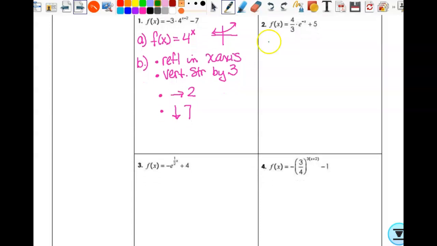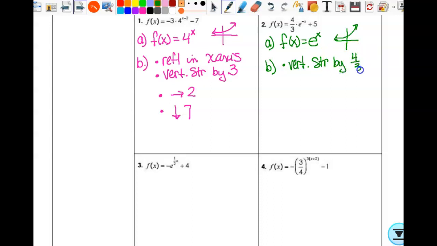All right, so let's look at number 2. What is the base of the exponential here? E. That means my parent function is f of x equals e to the x, and it looks like this before any transformations. Then I start with my transformations. The 4/3 is multiplied out in front, so that means it's like my A, which means that is the vertical. Would this be a stretch or compression? Stretch, good, because it's a fraction, but the fraction is greater than 1, so vertical stretch by 4/3.